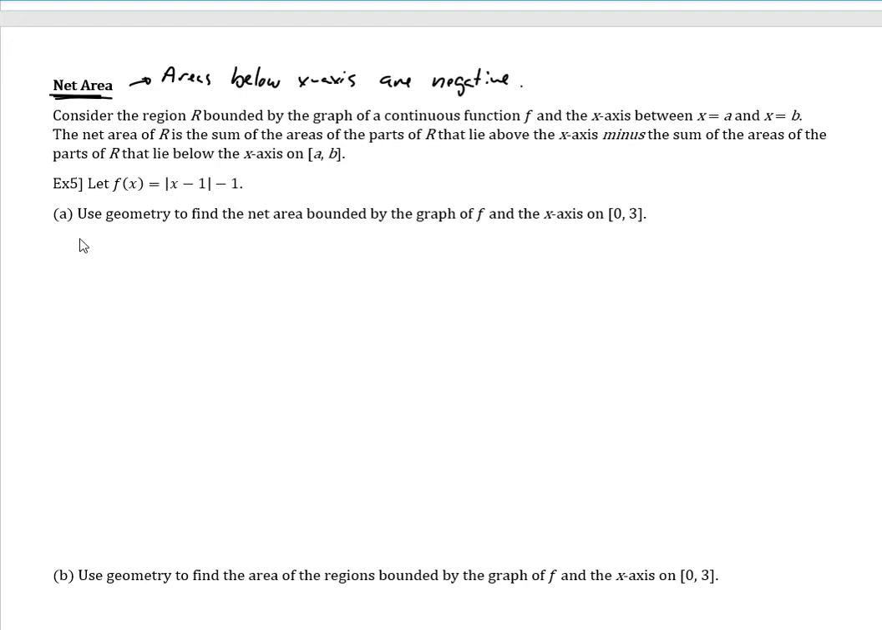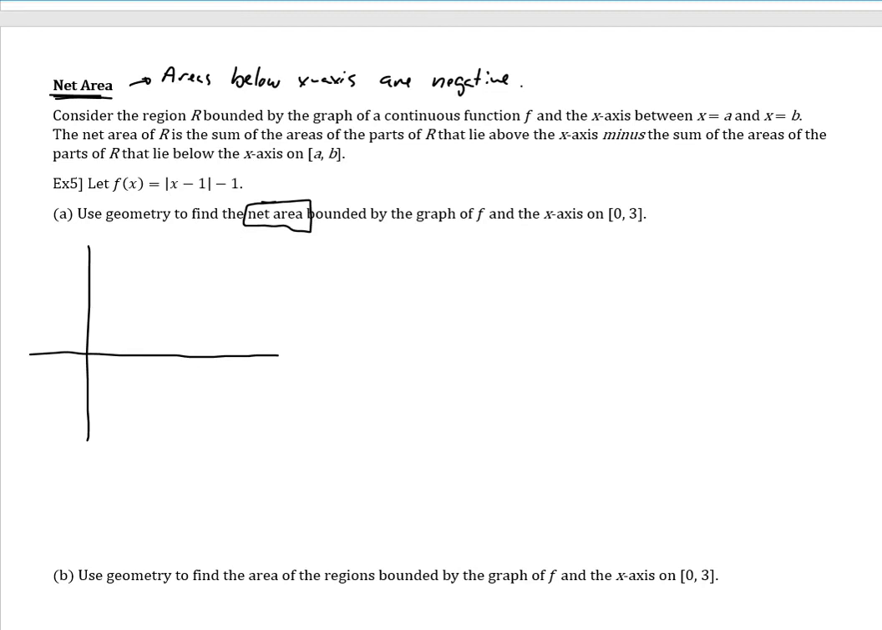Okay, so let's see this example where we let f of x equal the absolute value of x minus 1, and then minus 1. We're going to use geometry to find the net area bounded by the graph of f and the x-axis on 0 to 3. Okay, so let's go ahead and sketch this out. And when you have net area, I'm going to box that. It says just use geometry to find the net area. Okay, and with this sketch, we could plot it if needed.